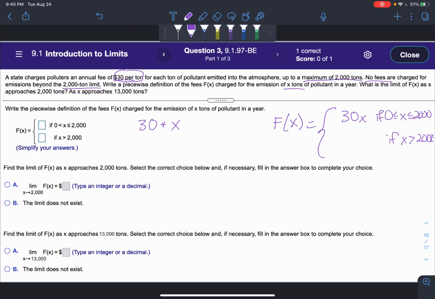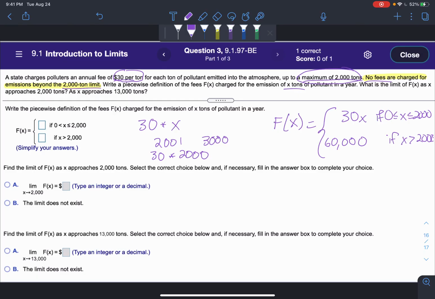All right, so this piece comes from the no fees are charged for emissions beyond. So that means that whether your emissions is 2001, 3,000, you're going to be paying the same amount, and that amount will be 30 times the maximum, which is 2,000. So 30 times 2,000 is 60,000. And so this is our piecewise function.